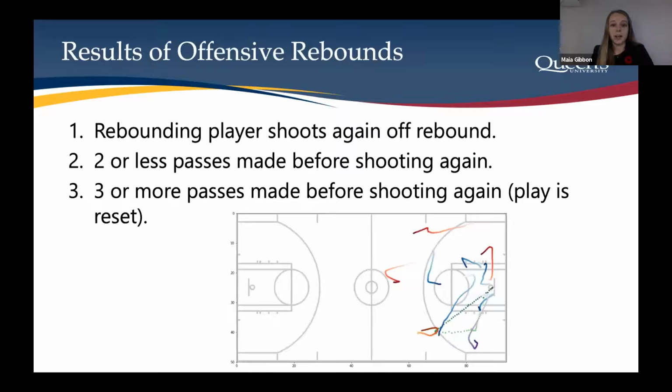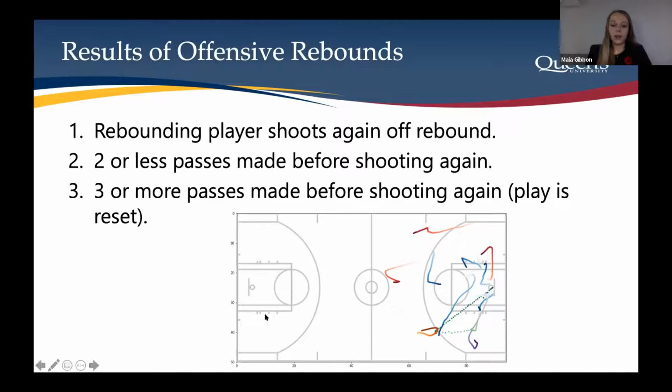So what happens after an offensive rebound? There's kind of 3 different things. Either the player who gets the rebound will shoot directly off of that rebound, or they may pass 2 or less passes. Usually that happens pretty quickly and fairly close to where the rebound was caught. So that's another way to look at it. Or the play may be reset altogether. Usually that happens when there's 3 or more passes, there's a lot of movement.